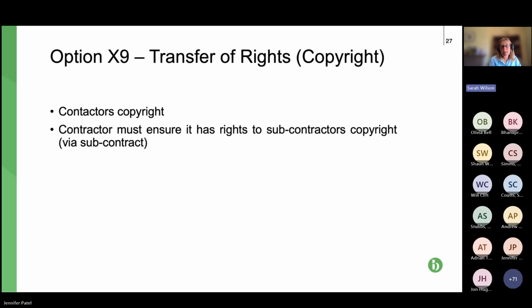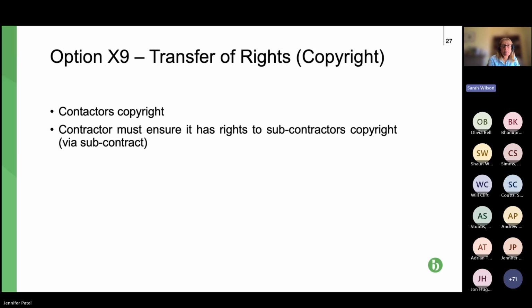So option X9, transfer of rights. So this is basically a copyright clause. It contains copyright clauses and also requires the contractor to ensure that it has the subcontractors' copyright also.